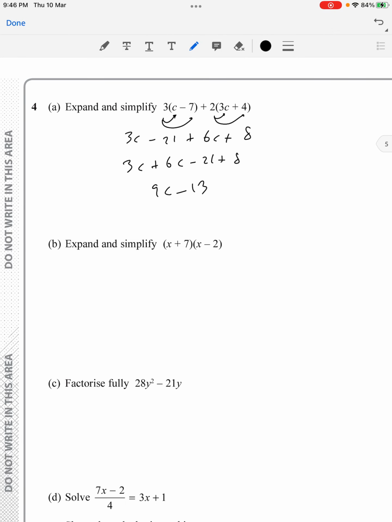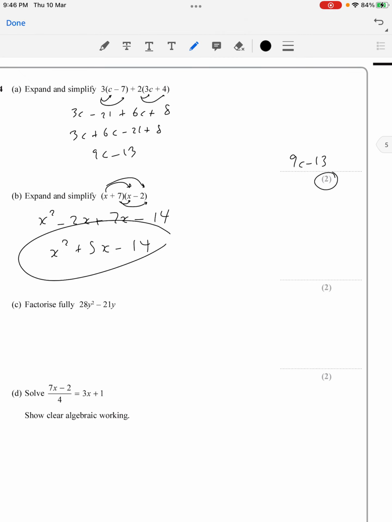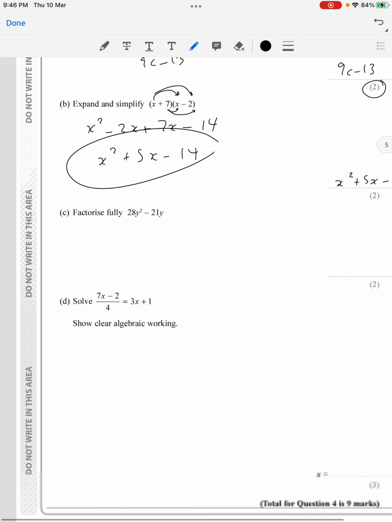Now expand and simplify this one. This is a double bracket. Sometimes they can give you triple brackets, so we'll make a video on that too. So x times x is x squared. You can use the FOIL method for this in this case. So minus 2x, because x times minus 2, plus 7x, minus 14. These are things that you should already be knowing. So x squared plus 5x minus 14. This is your answer. You can just leave it there. You get 2 marks for some working out. So, you know, that's it done.